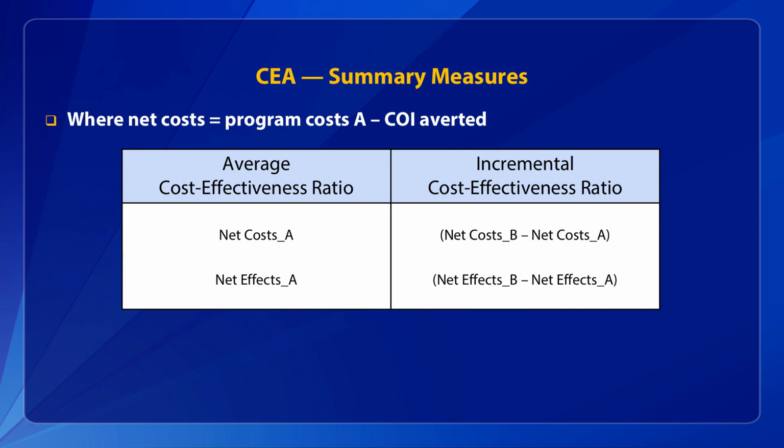The summary measure in cost-effectiveness analysis is the ratio of net programmatic costs divided by net program effects. Programmatic costs are program costs minus the cost of illness averted by the program. Cost-effectiveness ratios can be an average. One intervention at a time is assessed in terms of net costs divided by net effects. Two or more programs affecting the same health outcome can be compared in terms of incremental net costs of one program compared to another, divided by incremental net effects of one program compared to another.